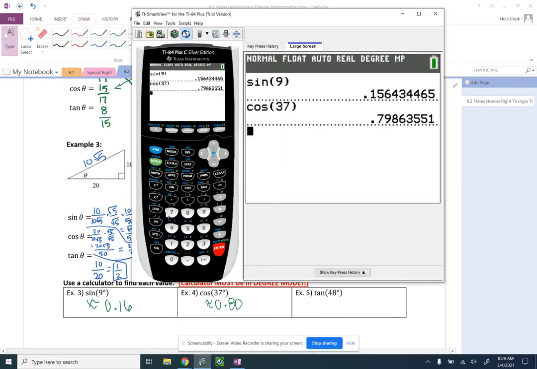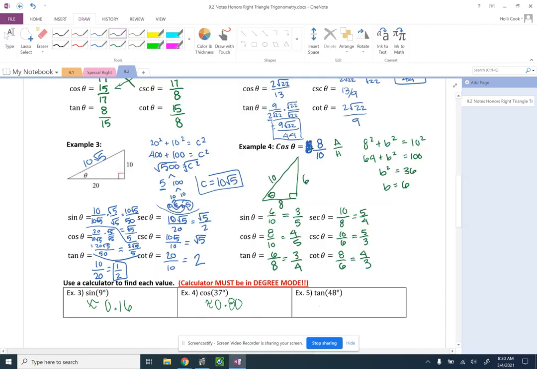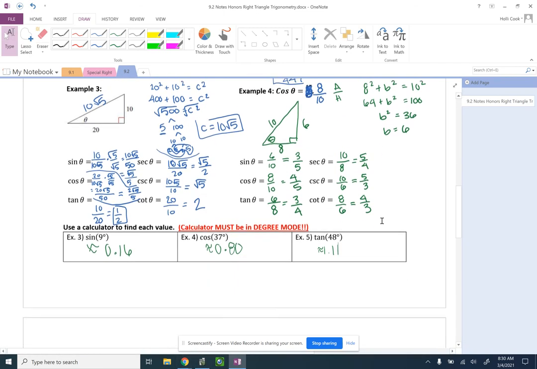And our last one, we have the tangent of 48. And again, tangent is just right here next to the others. That's going to be about 1.11. Okay, if you are not in degree mode, you will get the wrong answers, so always make sure you check that.